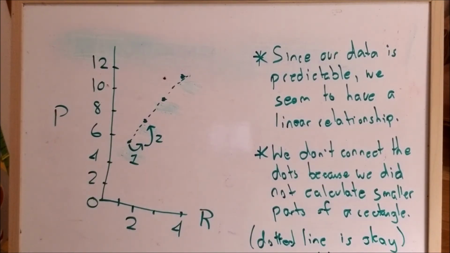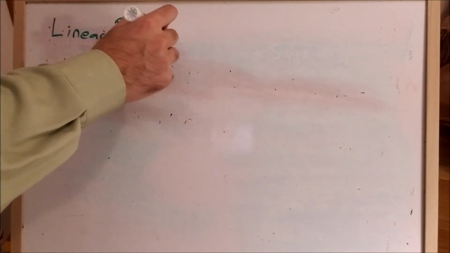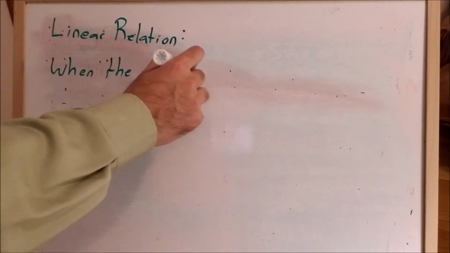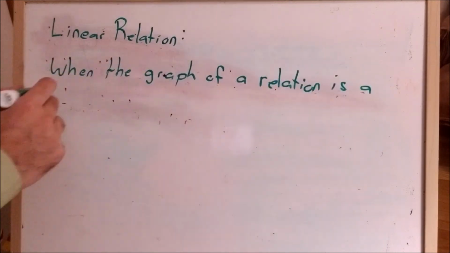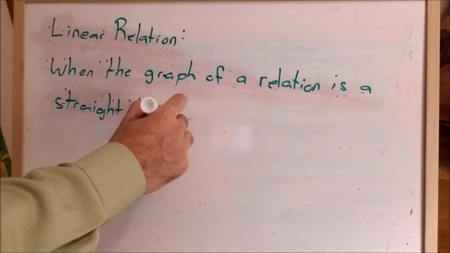Okay, so the last thing that I need to give you here is a definition. A linear relationship, or linear relation, is when the graph of a relation is a straight line, then we could say we have a linear relation.